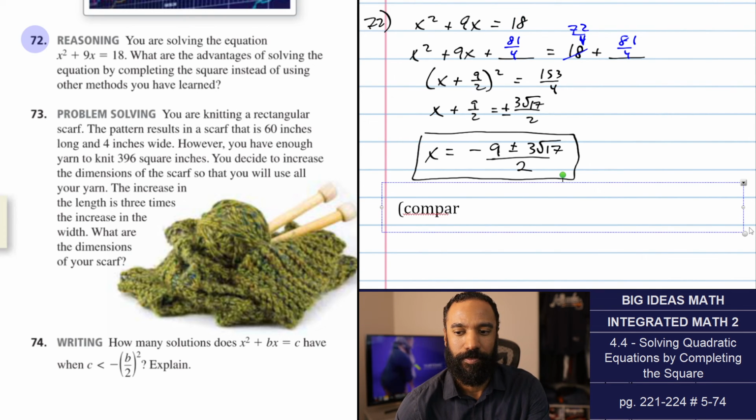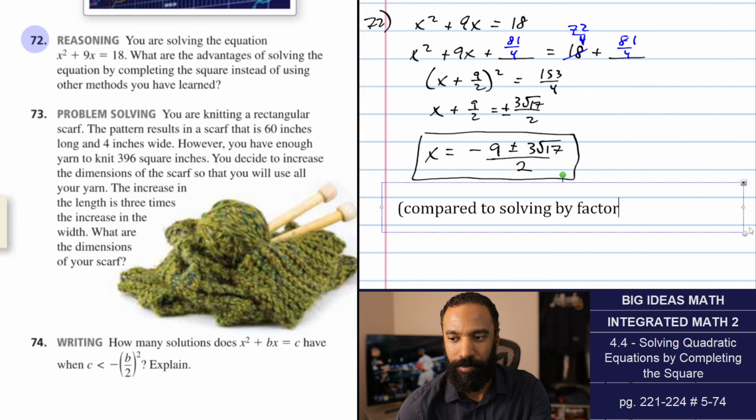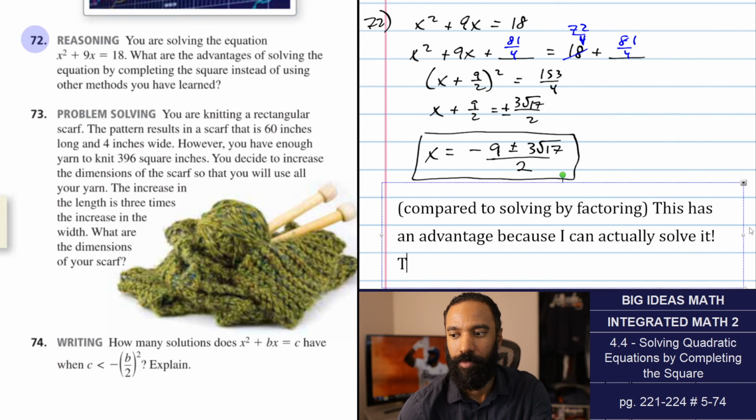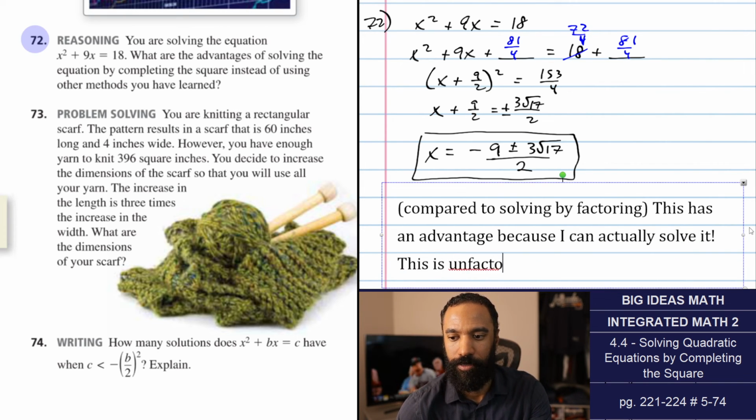Compared to solving by factoring, this has an advantage because I can actually solve it. This is unfactorable. Therefore, I cannot solve by factoring.